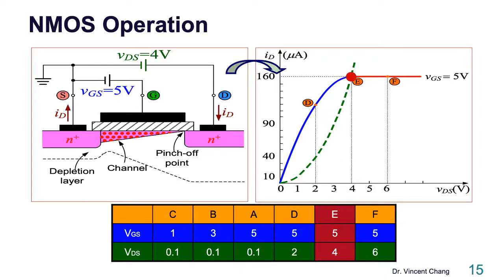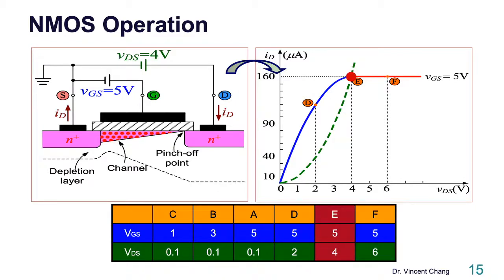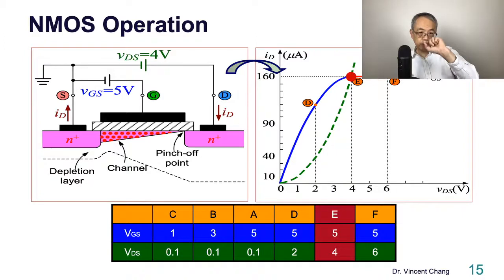What about the point E? When we get to the point E, VGS is the same. Let me go back. VGS is the same, it's still 5 volt, but VDS increased to 4 volt. Remember, we assume the threshold voltage is 1 volt.